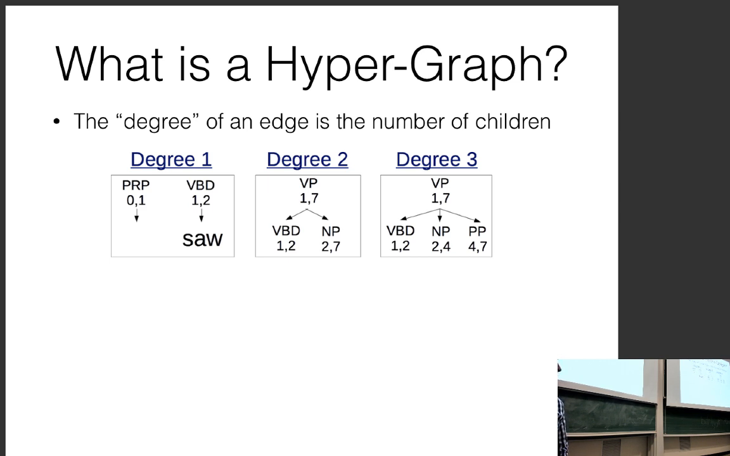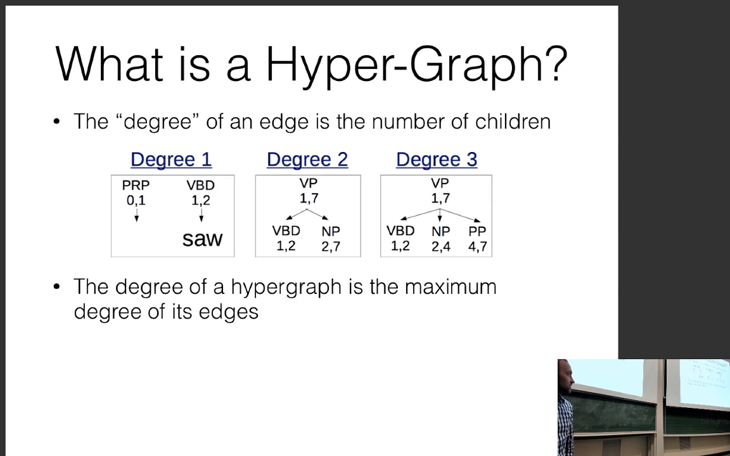So you can see that this node here has a single child. On the other hand, this node here, a verb phrase, has a left child of a past tense verb and a right child of a noun phrase. And you can also come up with another verb phrase that has a past tense verb, a noun phrase, and a prepositional phrase. So this is an edge of degree 1, this is an edge of degree 2, this is an edge of degree 3. The degree of a hypergraph is the maximum degree of any of the edges in the graph.